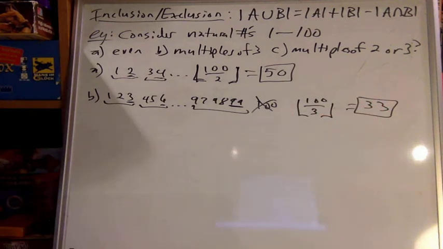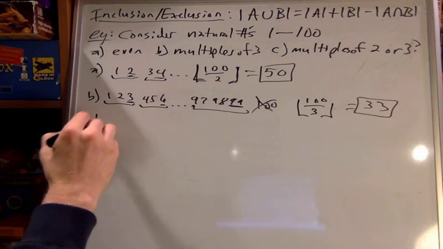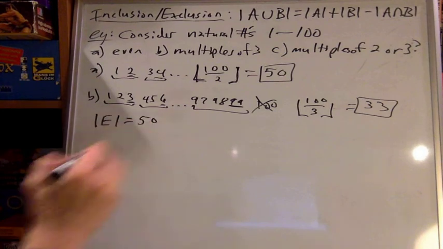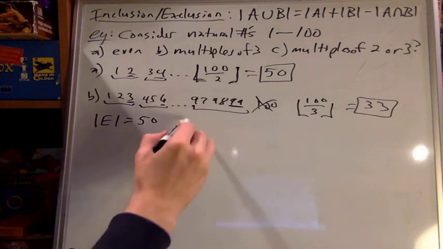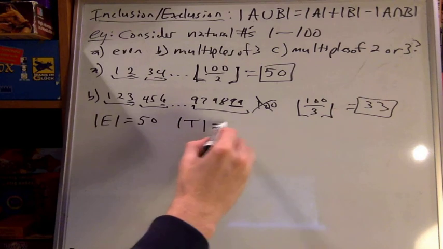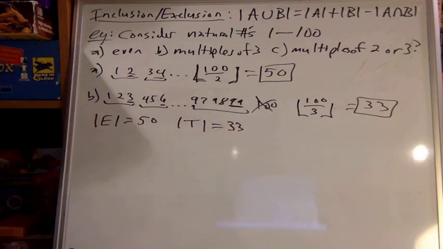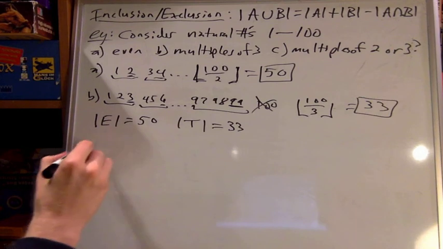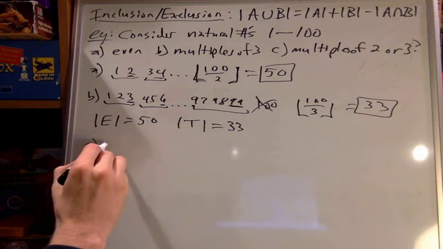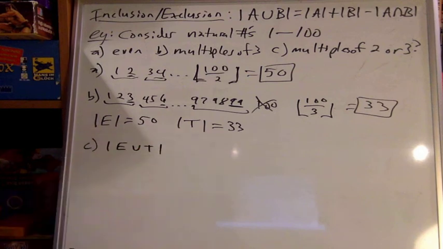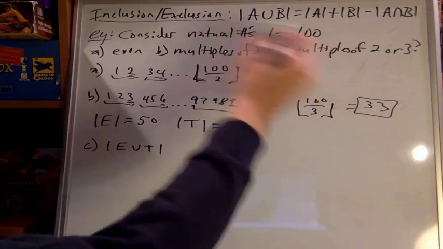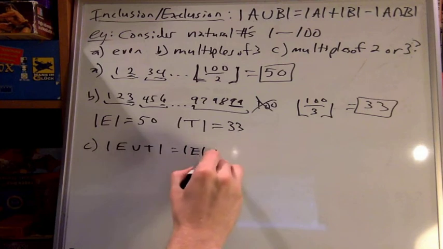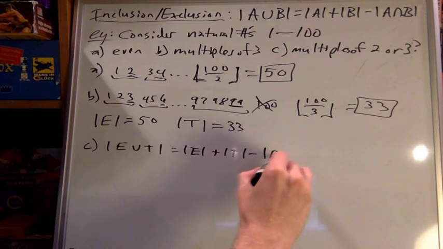So now the question is, how many multiples of 2 or 3 do I have? And this is sort of the point of this exercise. Well, let's suppose that even numbers are called E. So the size of E is 50. And multiples of 3 are called T. So the size of T is 33. Now let's approach part C. Part C is asking us for the size of E union T. Using inclusion and exclusion, it's the size of E plus the size of T minus the size of E intersect T.